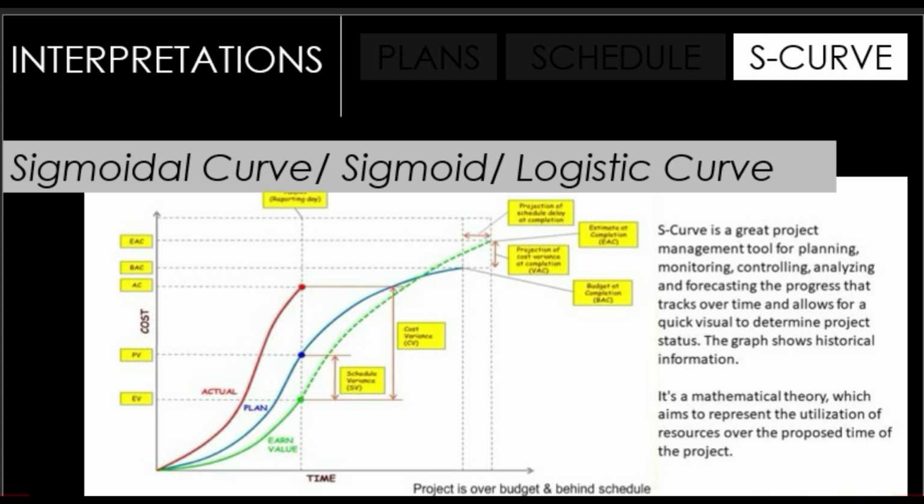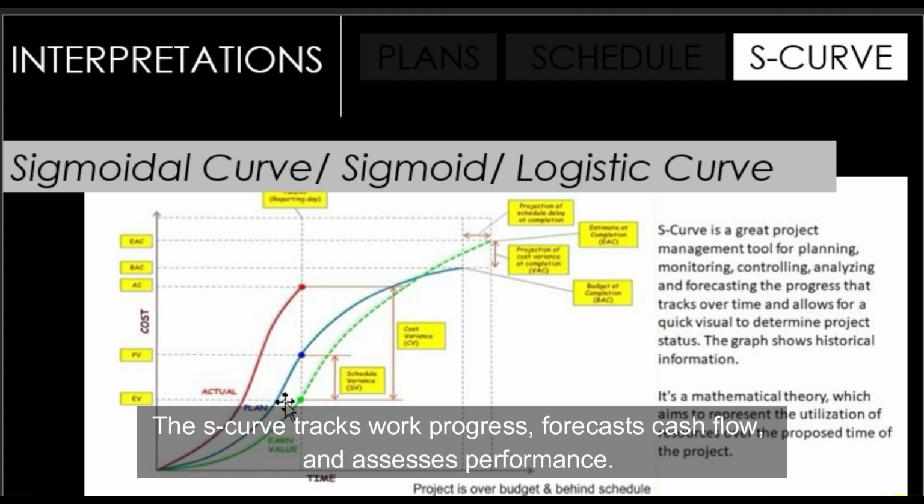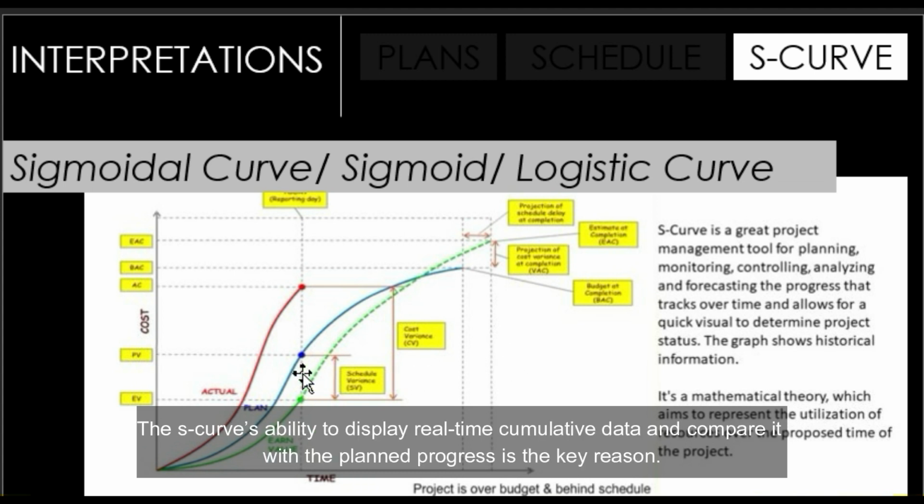Another scheduling element is called the S-curve. The S-curve is a graph that shows relevant cumulative data for your project. The data can be cost or person hours. The S-shaped curve is also known as the sigmoidal curve or sigmoid curve or the logistic curve. Typically, the S-curve tracks work progress, forecasts cash flow, and assesses performance. The S-curve's ability to display real-time cumulative data and compare it with the planned progress is the key reason.